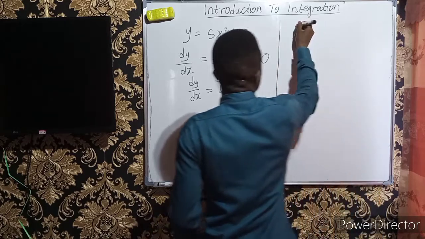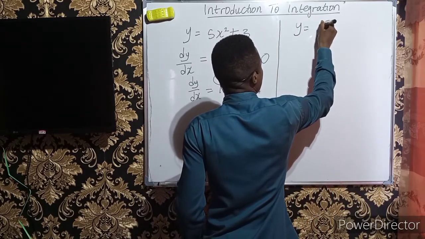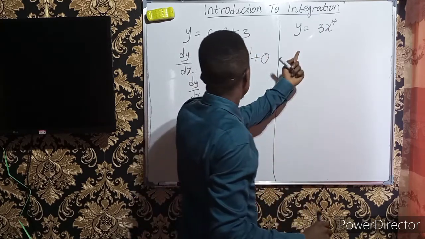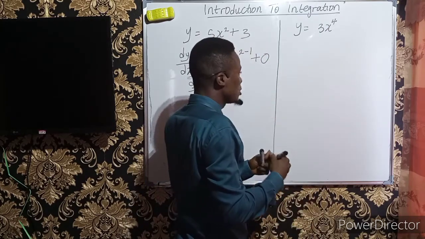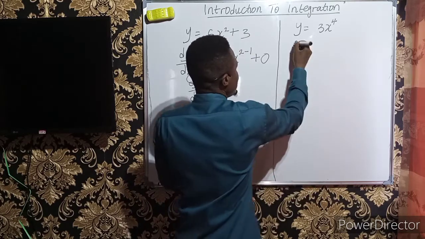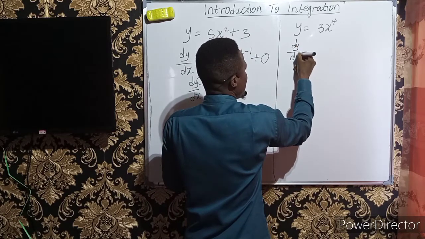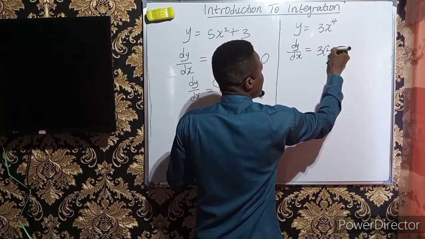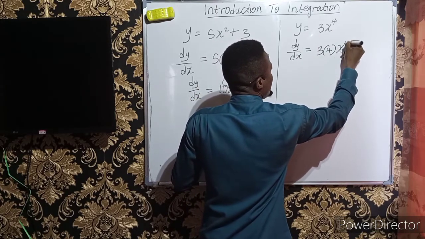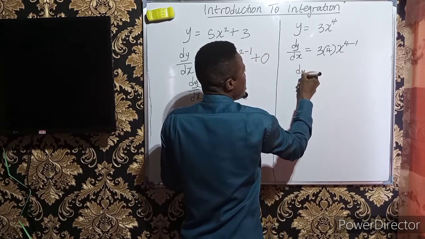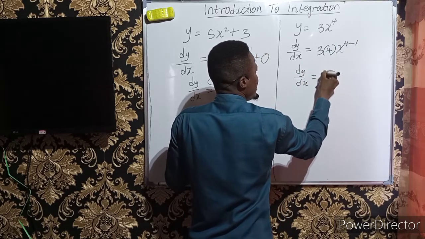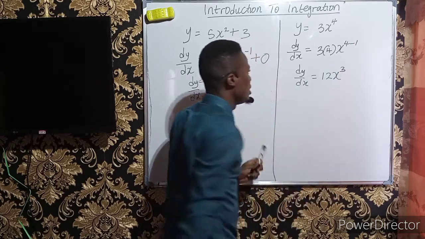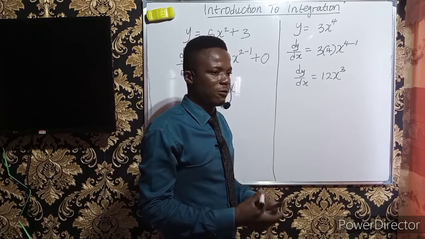Again, if I have that y is equal to 3x power of 4, and I still want to differentiate this particular function, I will have that my dy over dx is the same as 3 is here already, 4 will come to the back, x to the power 4 minus 1. So dy dx will just give me 12x. 4 minus 1 is just 3. So we are getting 12x power of 3.